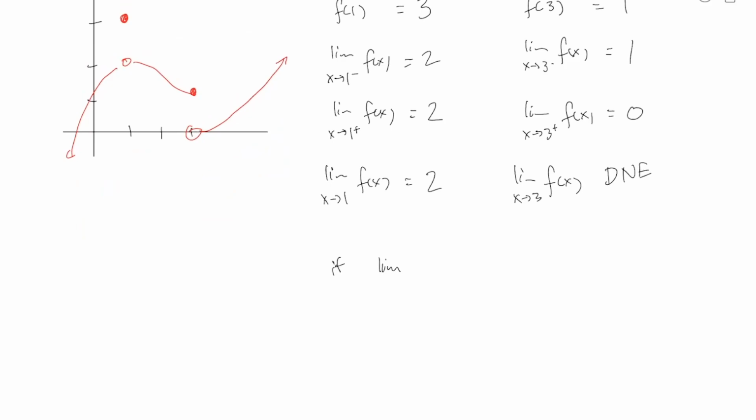If the limit from the right and the left are different, then this limit as x goes to whatever point you're talking about does not exist. And if the limit from the right and the left are the same, then the limit does exist and it equals whatever those two other limits were. All right.